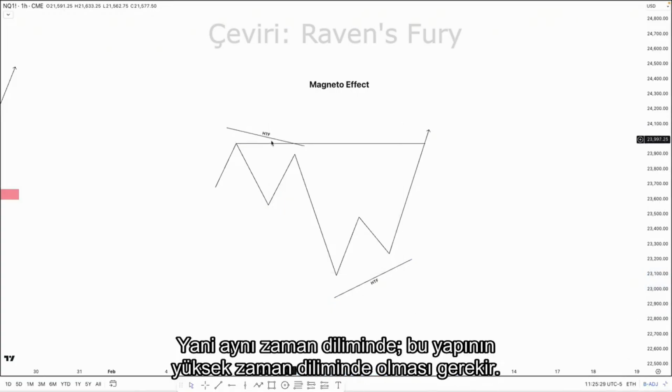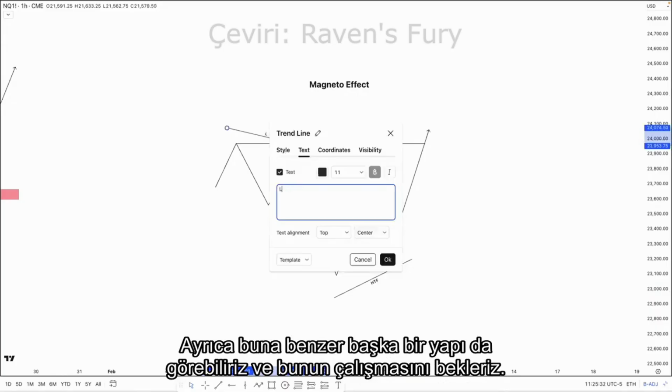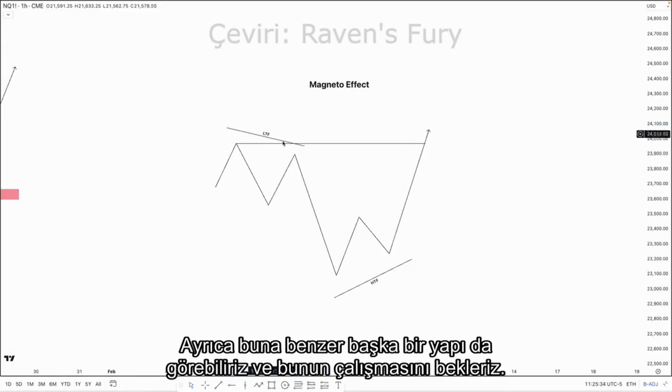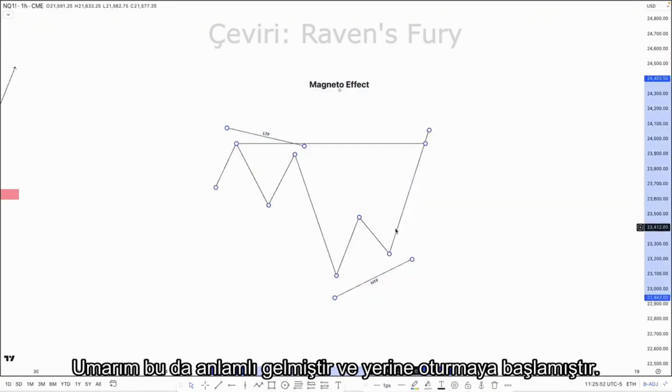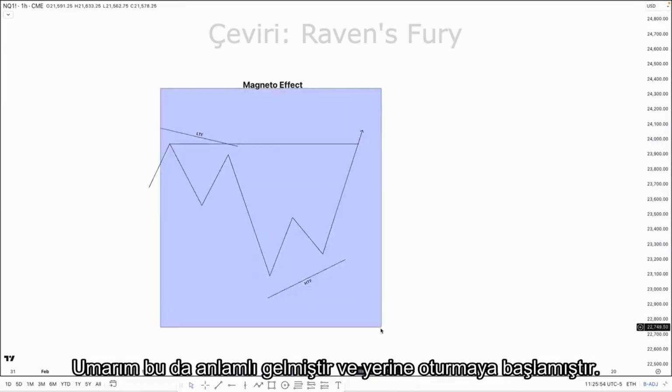Okay. We could also have something that looks like this. We would expect this to work. Okay. This is the magneto effect, where SMT1 creates SMT2, leading SMT2 to target SMT1 as its draw liquidity. So I hope this also made sense and it's starting to click.